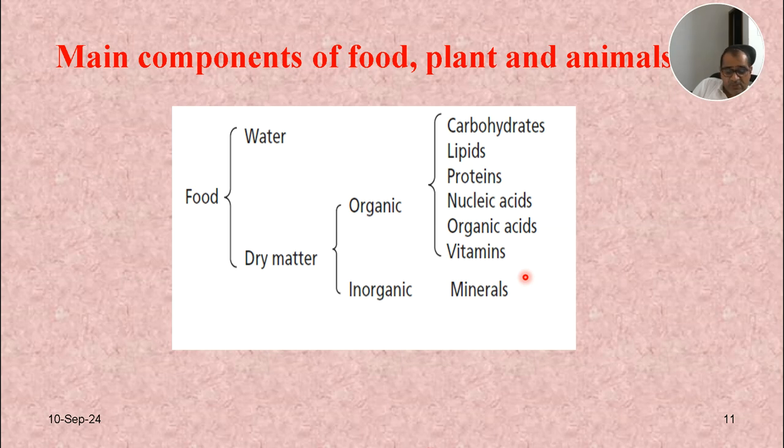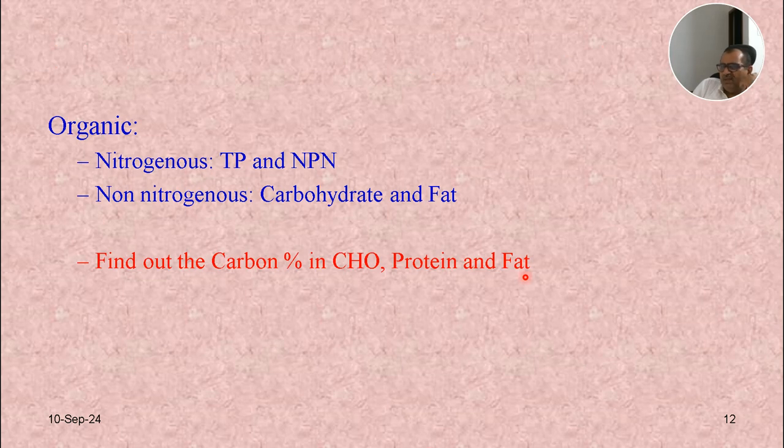So the main components of food sources are water and dry matter, organic and inorganic. This is the main thing. Whereas the organic part is the nitrogenous substances, which are the basic component of all food; protein is nitrogenous. So the total protein and non-protein nitrogens are the components of the nitrogenous material, and the non-nitrogenous substances are the carbohydrate and fat.